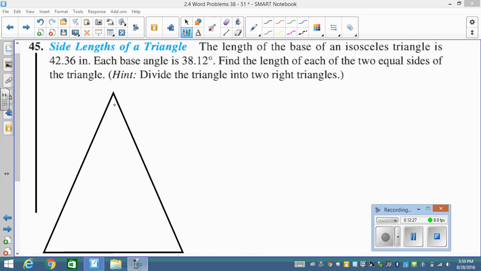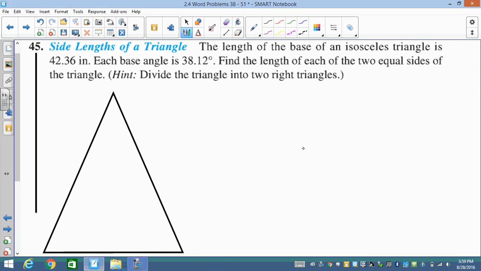Okay, next question. Side lengths of a triangle. The length of the base of an isosceles triangle is 42.36 inches. Each base angle is 38.12 degrees. Find the length of each of the 2 equal sides of the triangle. And it says, hint, divide the triangle into 2 right triangles.